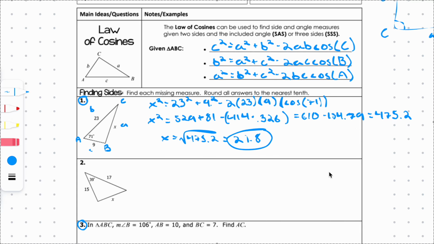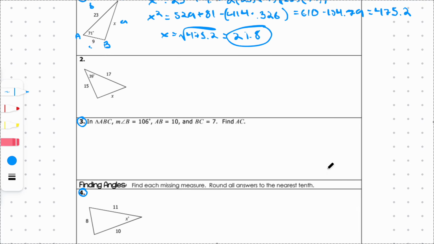Okay, great. Now let's apply this again in problem 3. So we have a triangle ABC where the measure of angle B is 106, AB is 10, and BC is 7. So in this case, actually, I'm going to draw this out because I think it's going to be helpful. So we have 106 as B, and we're solving for side AC.